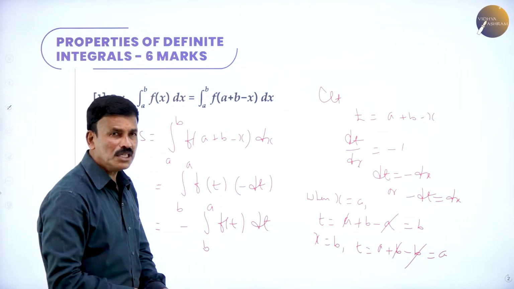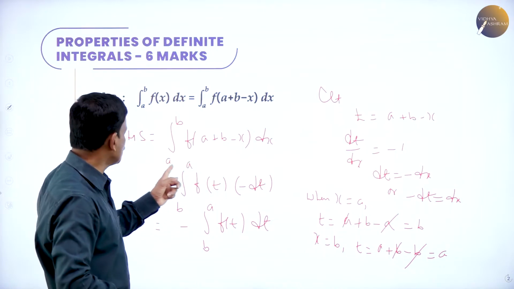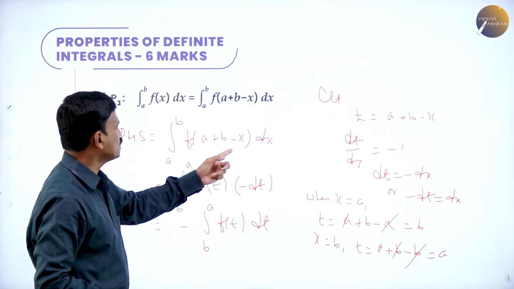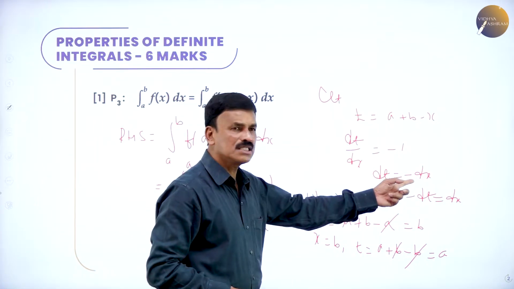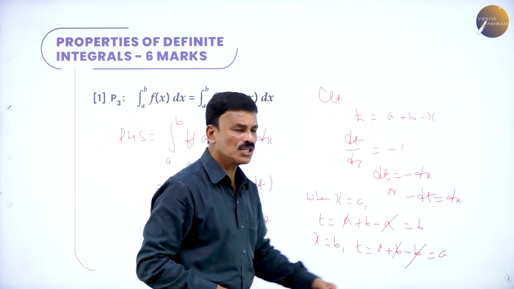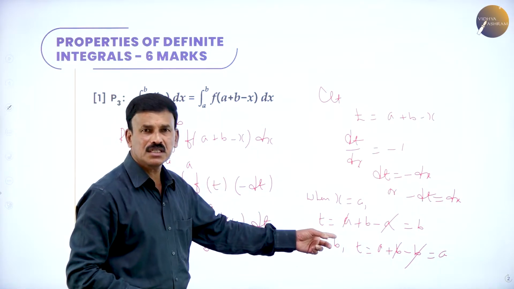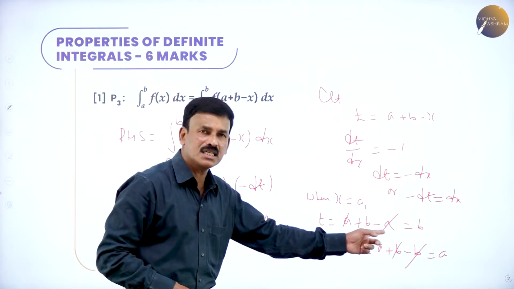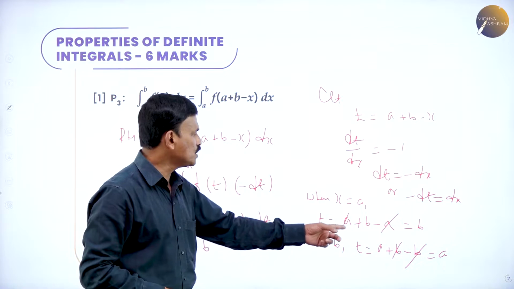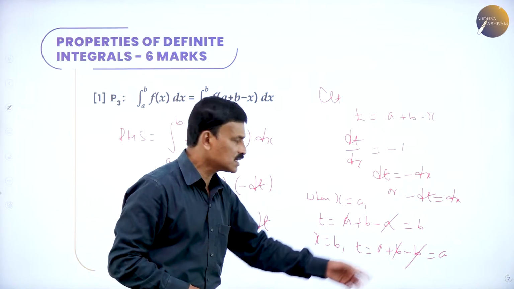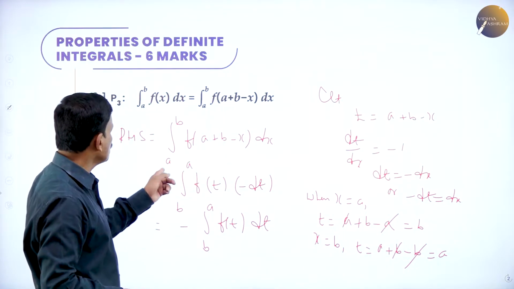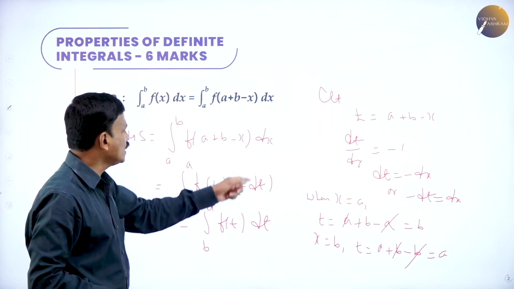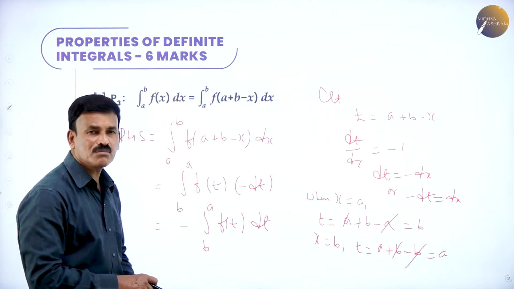So, just listen to me here. Let us take RHS. What is RHS? Integral a to b f of a plus b minus x. Put t is equal to a plus b minus x. Differentiate it. dt is equal to minus dx, or minus dt is equal to dx. Whenever the substitutions are taken, the value of limit changes. When x is equal to a, plus a gets cancelled, we will get b. When x is equal to b, t is equal to a plus b minus b, plus b gets cancelled, we will get a. So the given integral becomes a to b converted into b to a, f of a plus b minus x is t, and dx is equal to minus dt. We can take minus out.